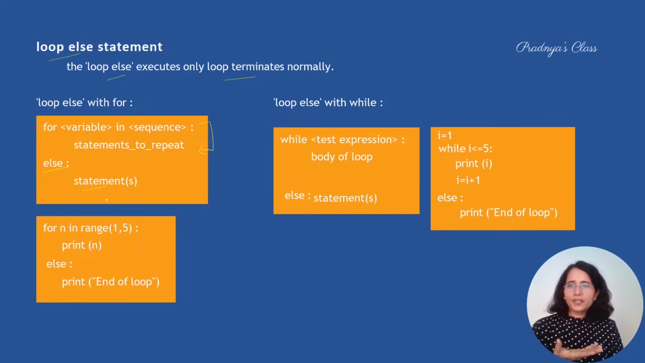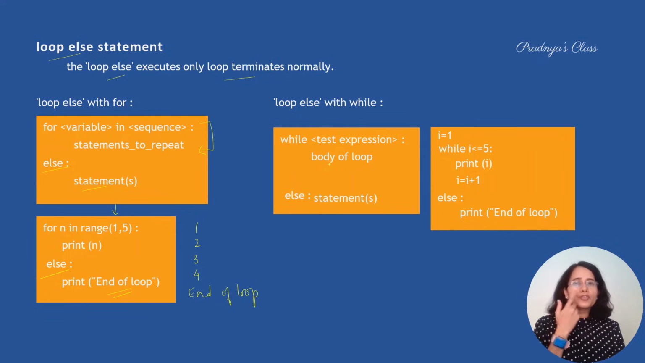Let's try to understand with one simple example. Here we have written one simple program which will print the numbers from 1 to 4. You can see here this loop is getting terminated normally. So the else part will get executed and we will get this message. After printing the values, we will get message end of loop.